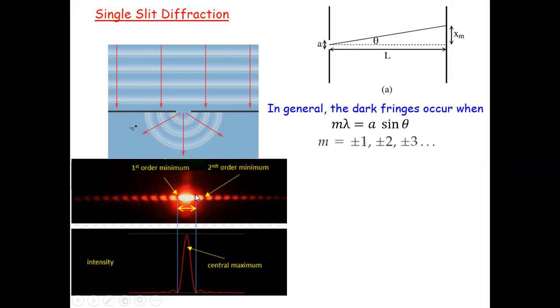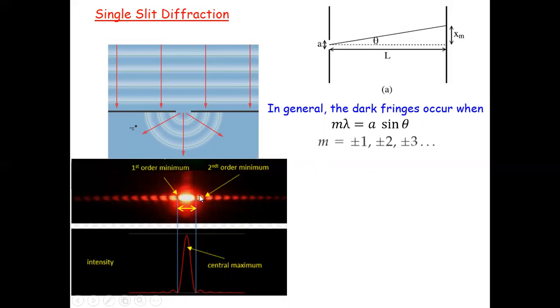So this dark spot, the first dark spot that you're observing right after the central maximum, that is the first order minimum. So here, it is the first order minimum. And also here you see a first order minimum. So you see the first order minimum on both sides of the central maximum. So we say M, the order number, can be either positive one or negative one.